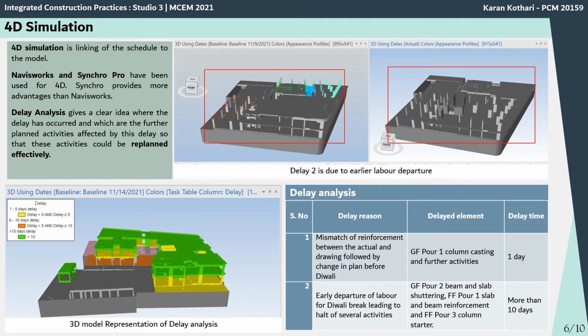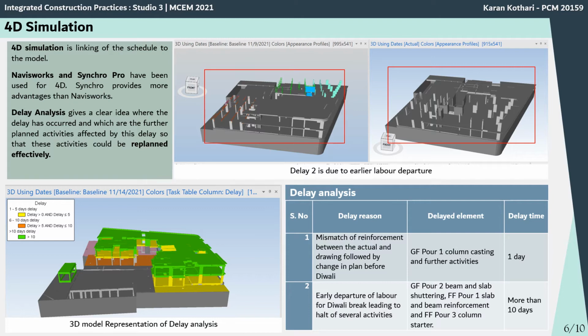So coming to the 4D simulation, it is a process that combines the 3D model with the project schedule, allowing all the stakeholders to visualize the construction phase. In this case, a simulation was performed to compare the plan versus actual activities as per the construction schedule. This gives us an idea of the delay in activities at the site.